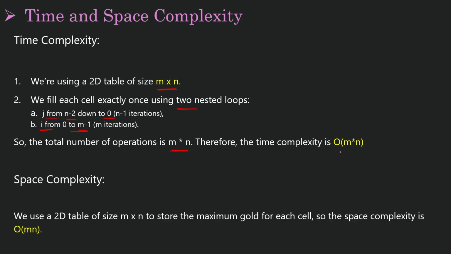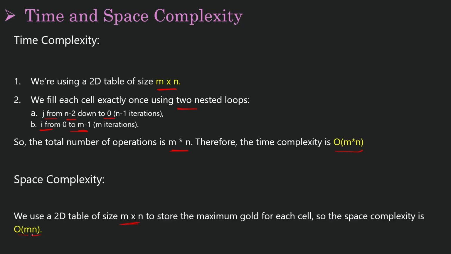Therefore, the time complexity is O of m times n, where m is the number of rows and n is the number of columns. This is much better than the exponential time of the brute force approach. Space complexity. We use a 2-dimensional table of size m by n to store the maximum gold for each cell, so the space complexity is O of m times n.